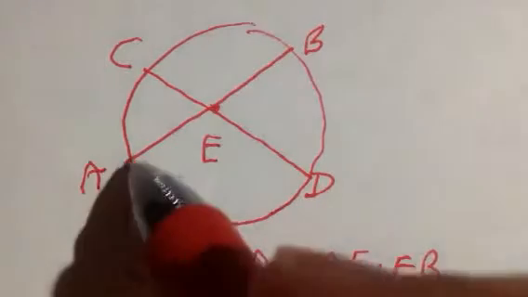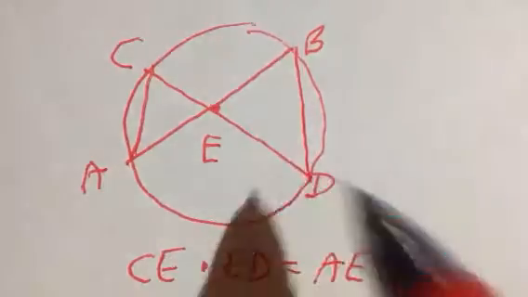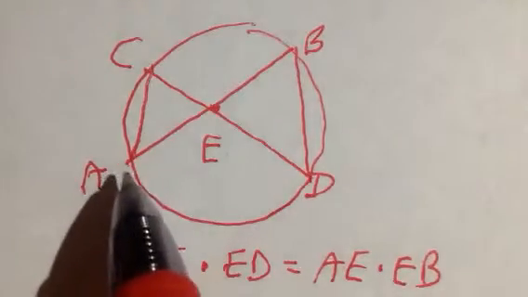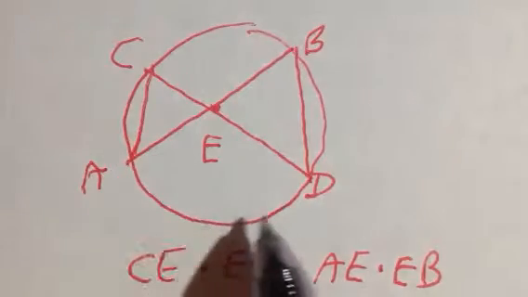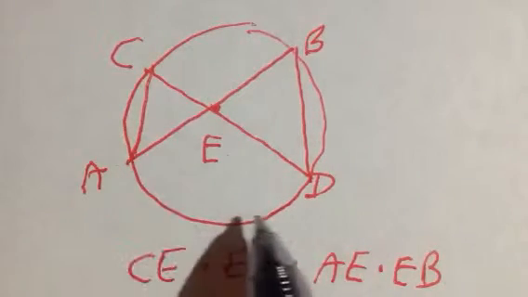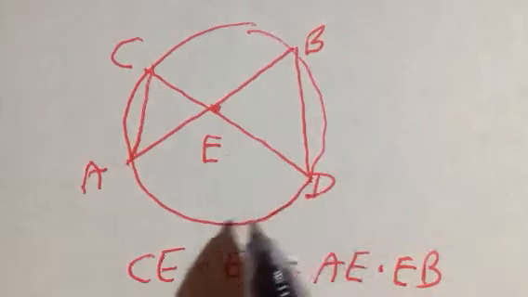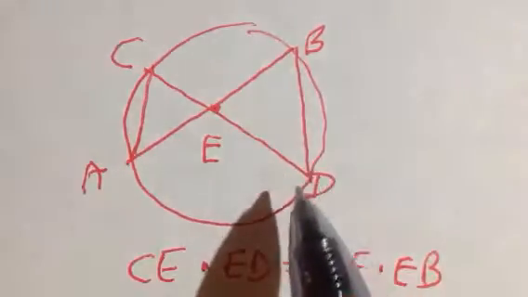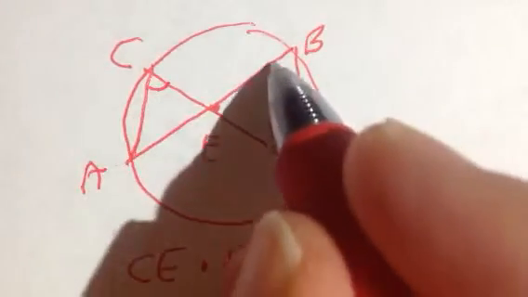We need to draw an additional two chords, chord AC and chord BD. When we do this, we are creating two similar triangles. The way to see that is to notice that we have an inscribed angle ACD that intercepts the arc AD, and we also have an inscribed angle ABD that intercepts the same arc. So we know from a previous theorem that inscribed angles that intercept the same arc are themselves equal. So this angle is equal to this angle.